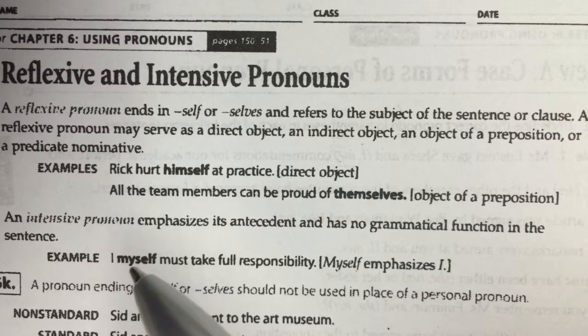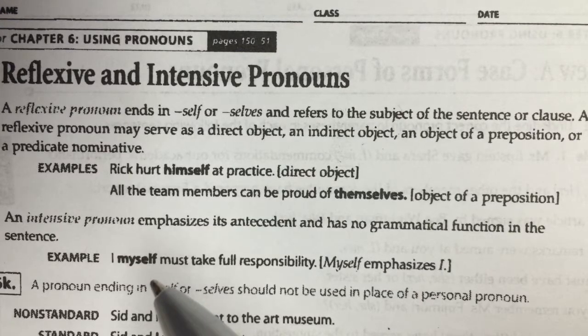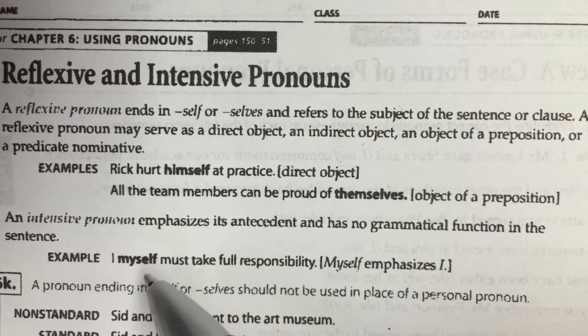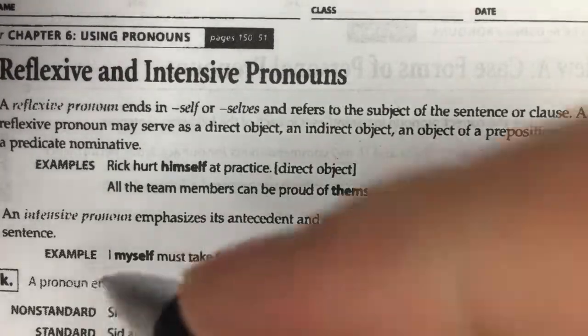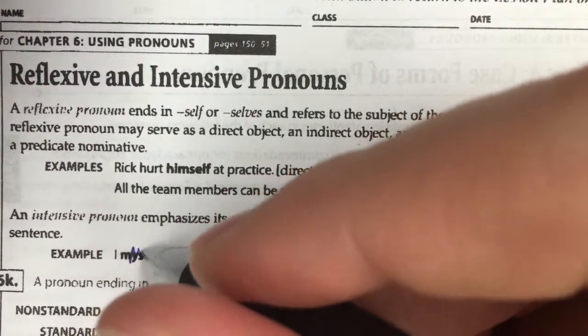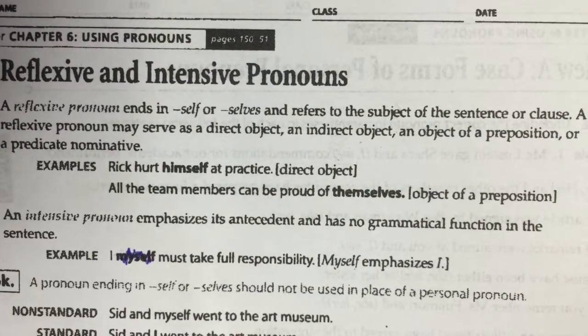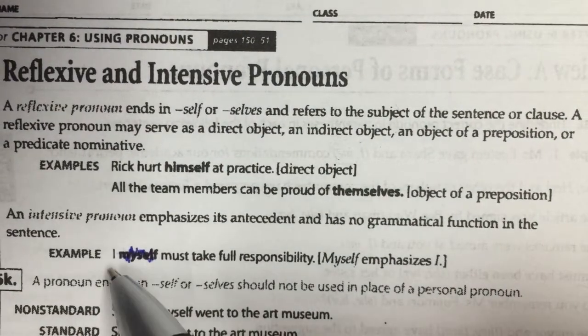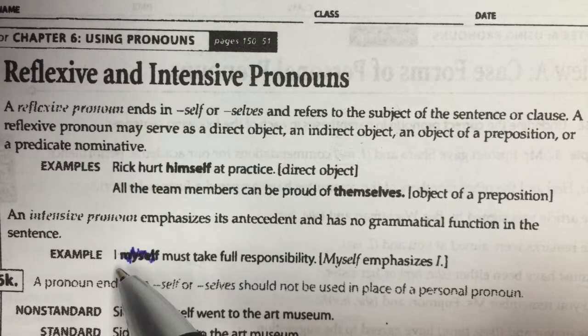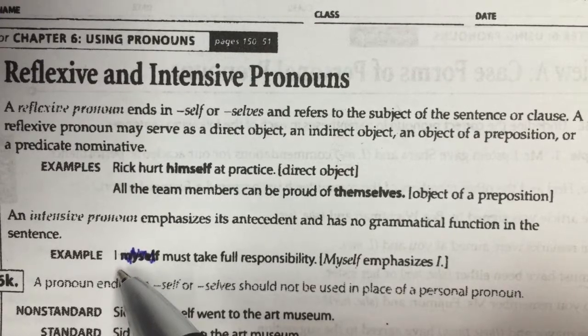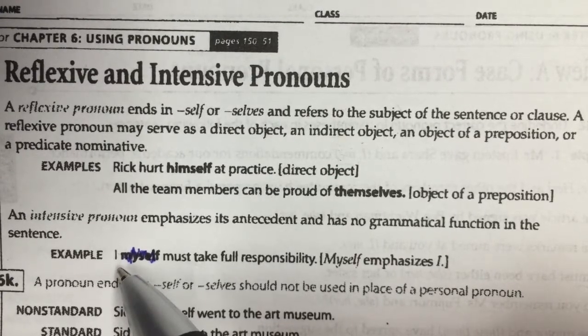So here's an example. I myself must take full responsibility. The word myself just adds some tone or attitude here. In fact, we could even delete it and the sentence would be fine. Anyway, you want to watch out for these pronouns. The big mistake that you can make is you will use them as subjects, or you'll use them in a sentence where they don't refer to the subject.